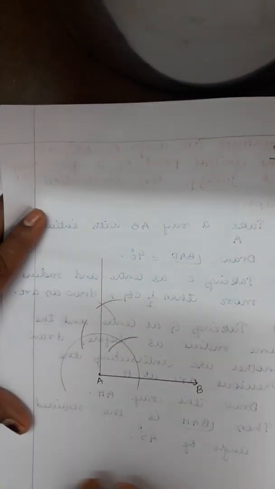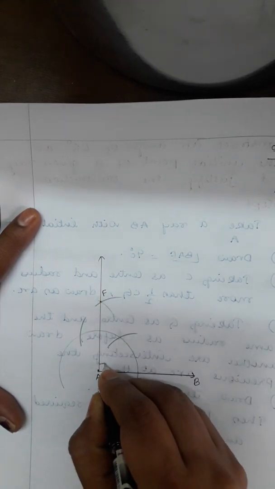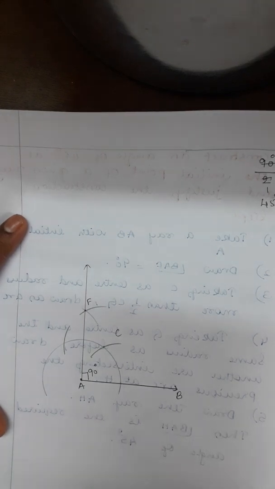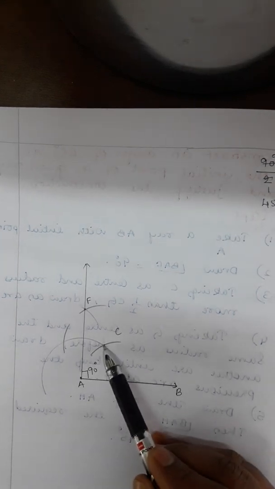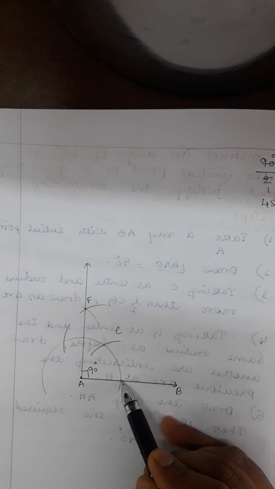Angle BAF is 90 degrees. Call the point where these two arcs meet as C. Now, half of 90 degrees is 45 degrees. As you know, this is your 60 degrees, and this is your 90 degrees. Within these two arcs, I have to take an angle, and I call this point C.